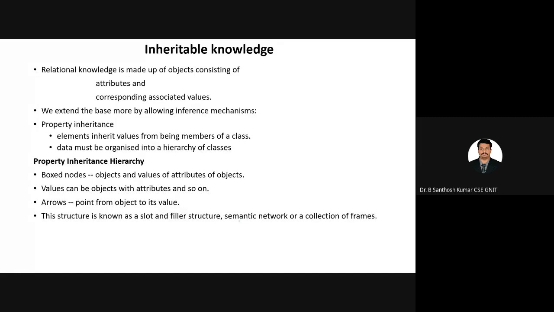The next one is inheritable knowledge. In C++, one of the object-oriented concepts is inheritance. Inheritance means inheriting the properties from the base class. The derived class inherits from the base class, or you can think of it as parent, children, or grandparent and parent. So we have classes like that, and inheritance means we inherit some properties from the base class.